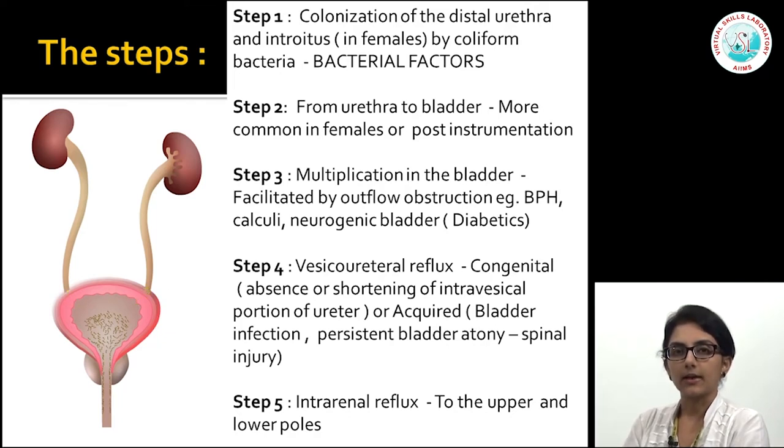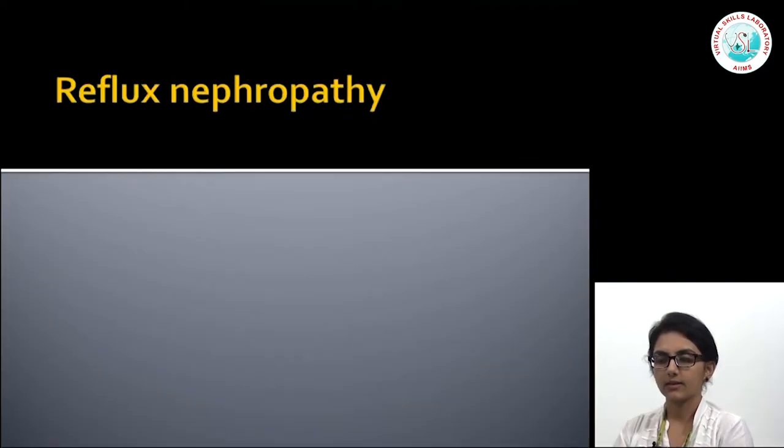Once the bacteria have traveled up into the ureter, you need a component of intrarenal reflux, which is the last step for the bacteria to enter the kidney. And this tends to happen more commonly in the upper and the lower poles, and we'll see why again in the subsequent slides. So let's discuss reflux nephropathy now.